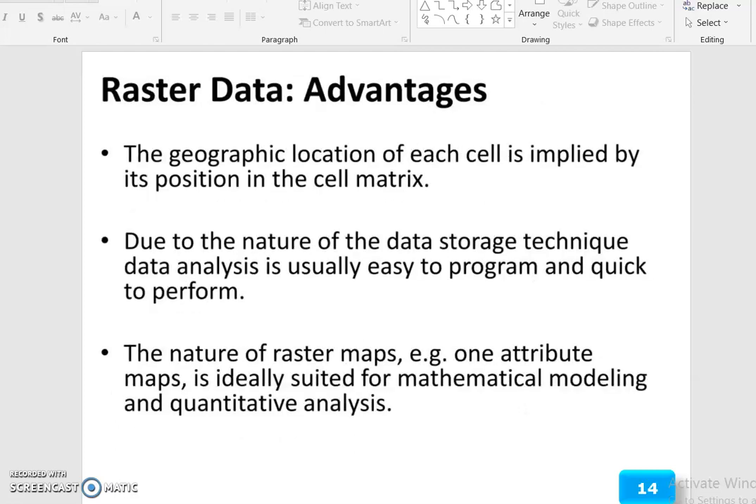Raster data advantages. The geographic location of each cell is implied by its position in the cell matrix. Due to the nature of the data storage technique, data analysis is usually easy to program and quick to perform. The nature of raster maps, for example one attribute map, is ideally suited for mathematical modeling and quantitative analysis.